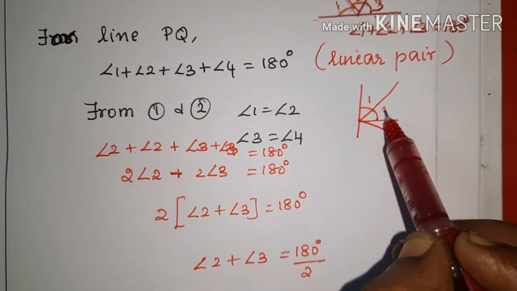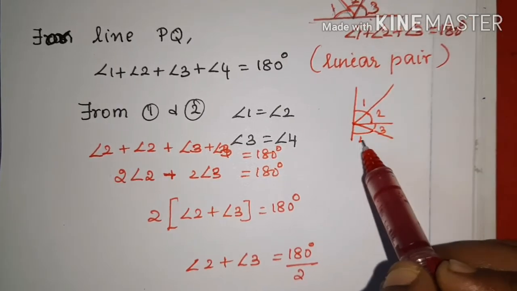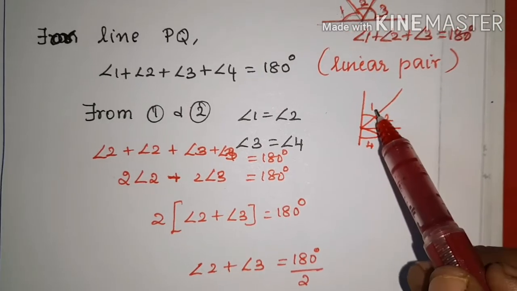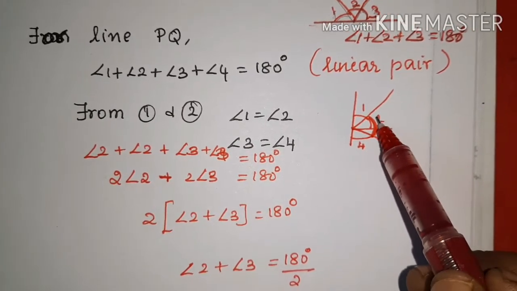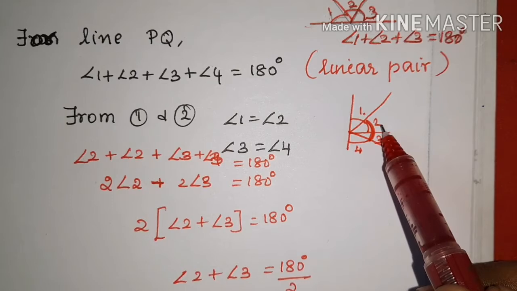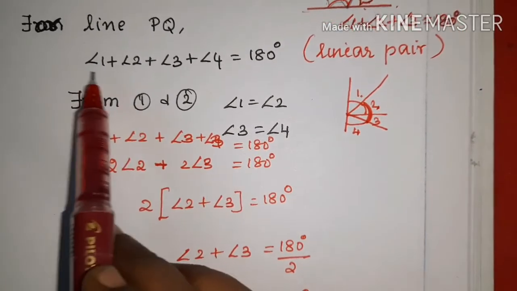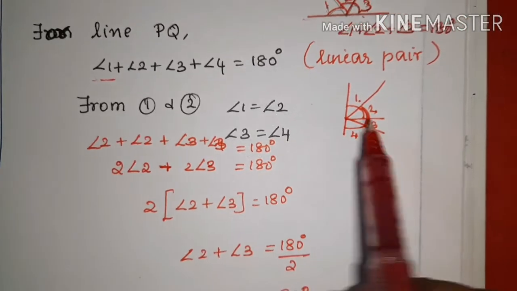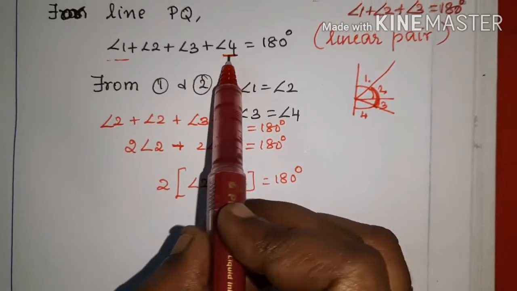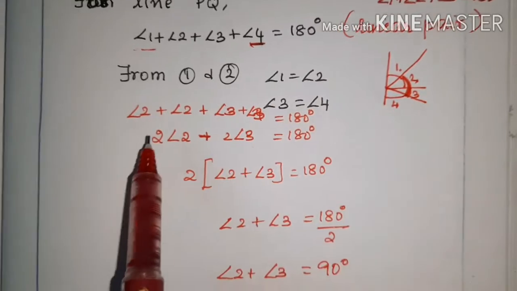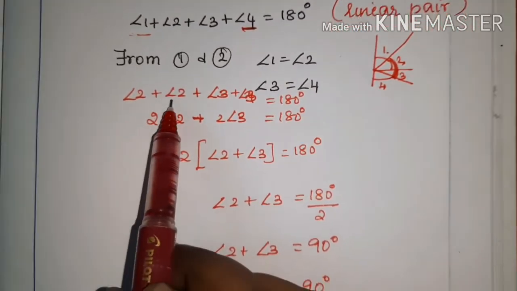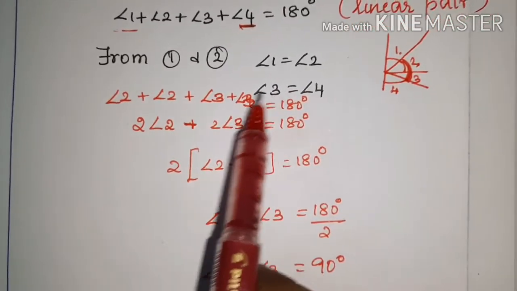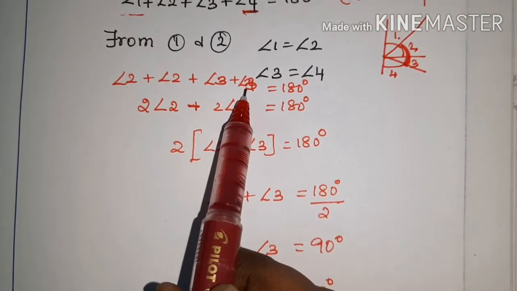But in the result we need this: this is angle 1, this is angle 2, this is angle 3 and this is angle 4. Actually you need this angle only to prove 90 degrees. So we are going to replace angle 1 with angle 2, since they are two equal angles. Likewise we need only angle 3, so angle 4 we are going to replace by angle 3. So you get angle 2 plus angle 2 plus angle 3 plus angle 3, using this concept we have replaced angle 1 and angle 4.